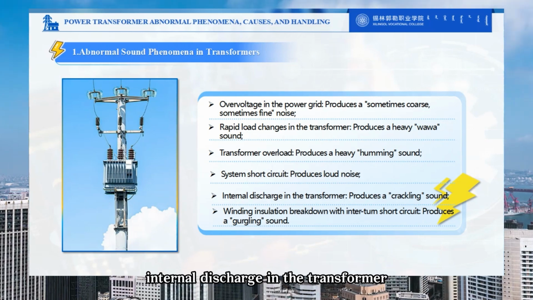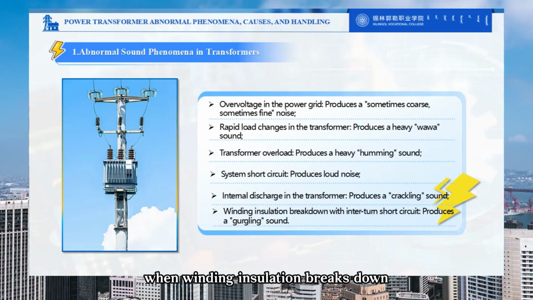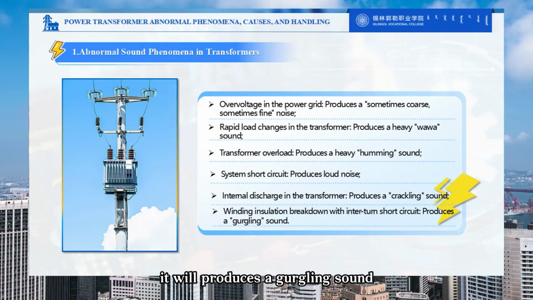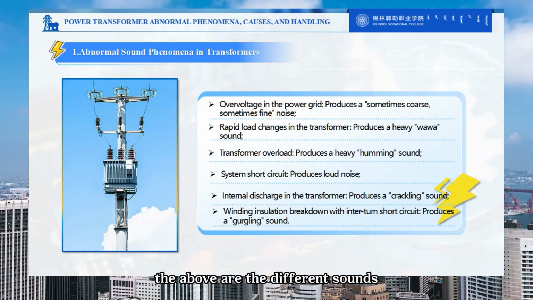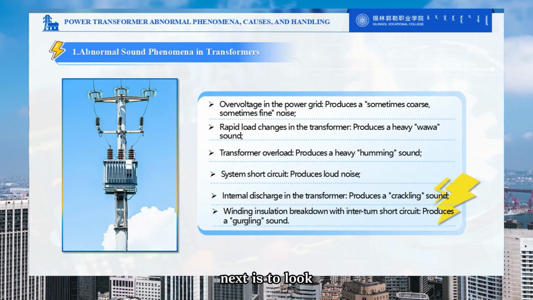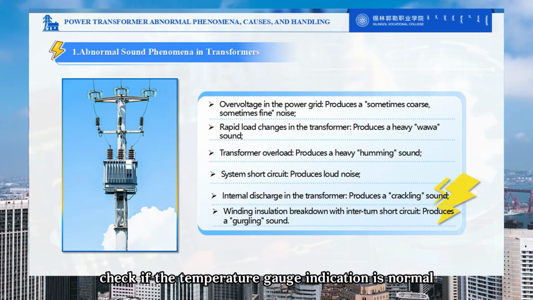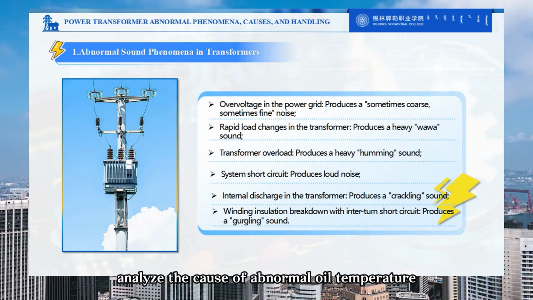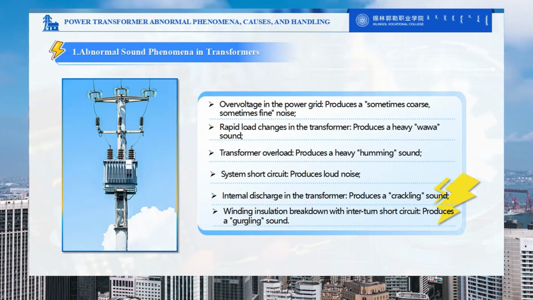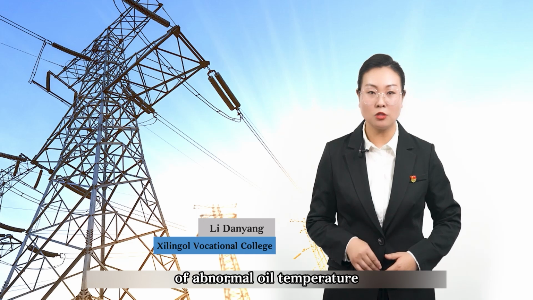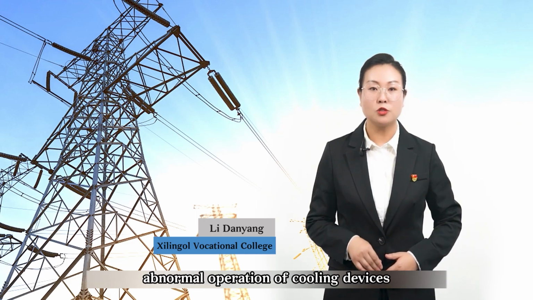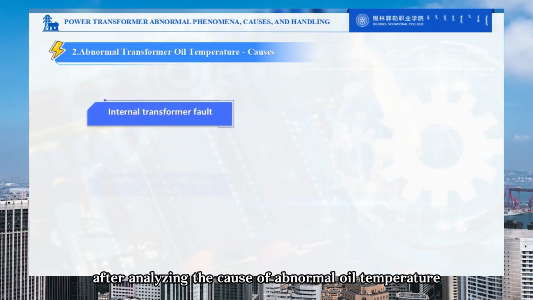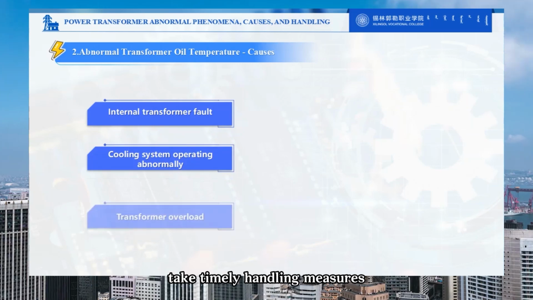Internal discharge in the transformer will produce a crackling sound. When winding insulation breaks down or interturn short circuit occurs, it will produce a gurgling sound. The above are the different sounds emitted by different states. Next is to look. First, check if the temperature gauge indication is normal. When it exceeds the normal indication value, analyze the cause of abnormal oil temperature. The main causes of abnormal oil temperature include internal transformer faults, abnormal operation of cooling devices, transformer overload, etc. After analyzing the cause of abnormal oil temperature, take timely handling measures.